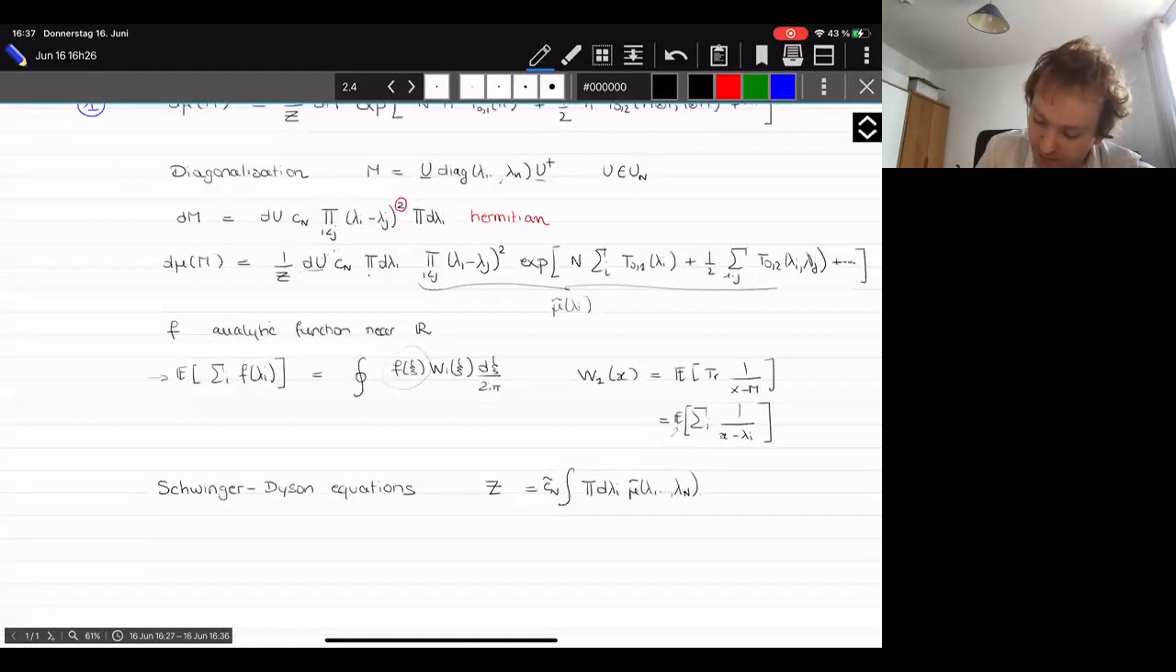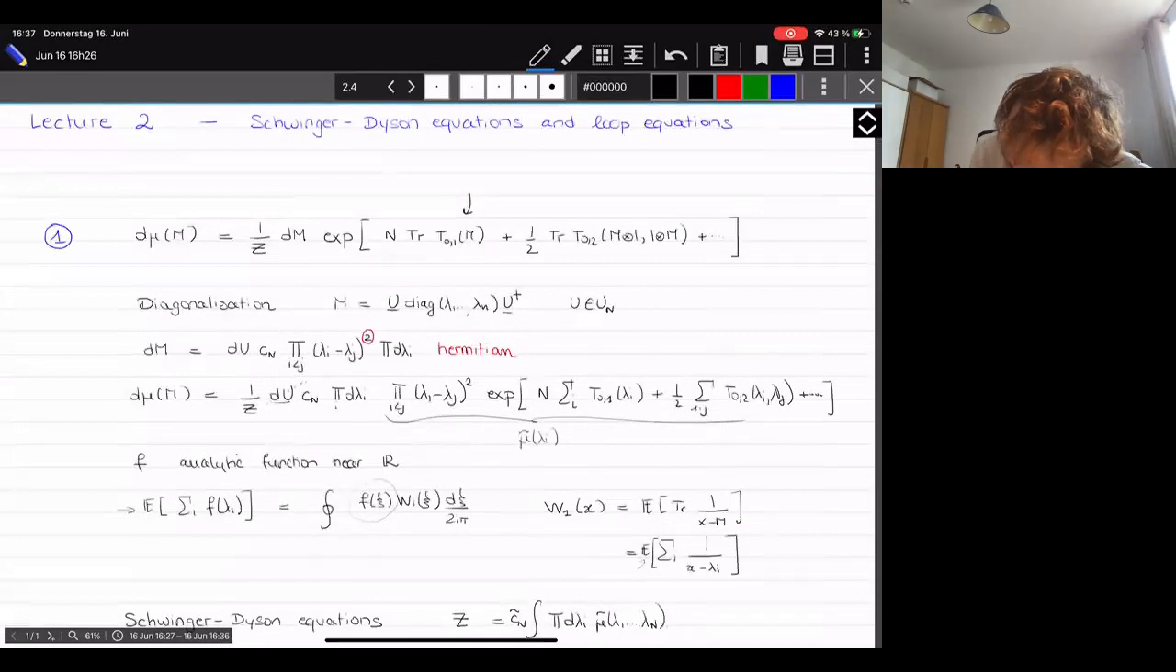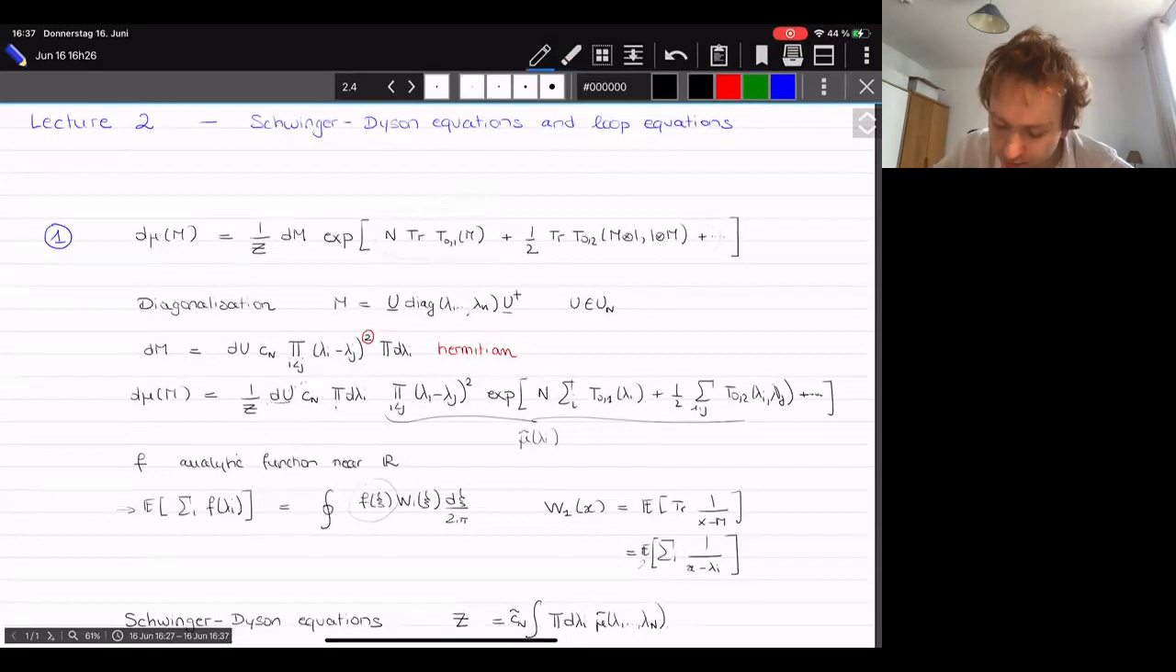We're going to assume that here this goes fast enough towards minus infinity so that the measure goes to 0 when the lambda i's go to infinity. So normally when you do integration by parts, you have boundary terms. And because of this property, if you assume this is vanishing at infinity, you can ignore them. There's not going to be any boundary terms.